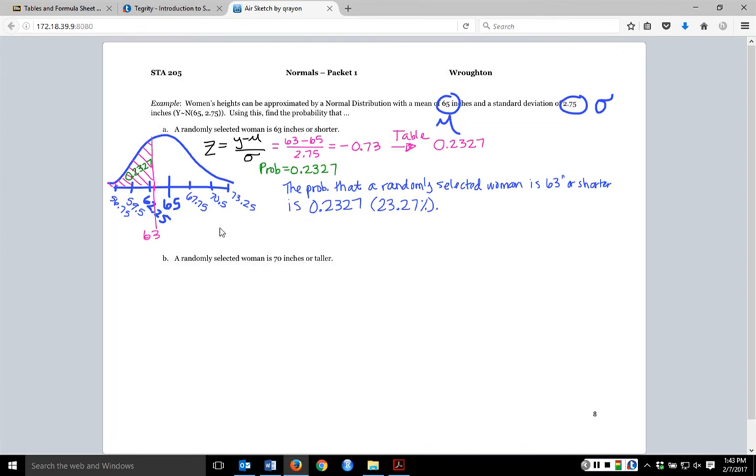Now looking at our picture, hopefully the ballpark of this number makes sense, right? If I had everything to the left of 65, that would cut my data right in half. So I can tell from my picture that my answer should have been less than 50%. You might not remember these exact percentages from the normal curve to know what that number is going to be between. But it's still nice just to have it on that picture for understanding that part of it. So there's basically 23.27% of women are 63 inches or shorter.